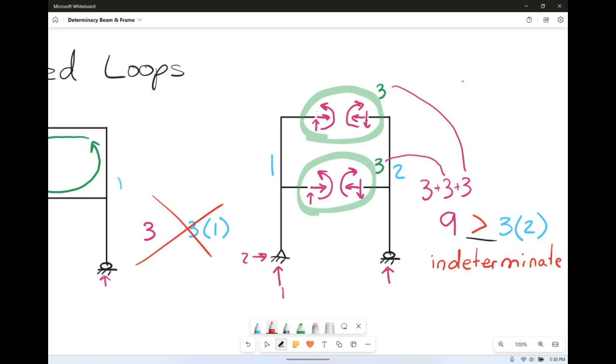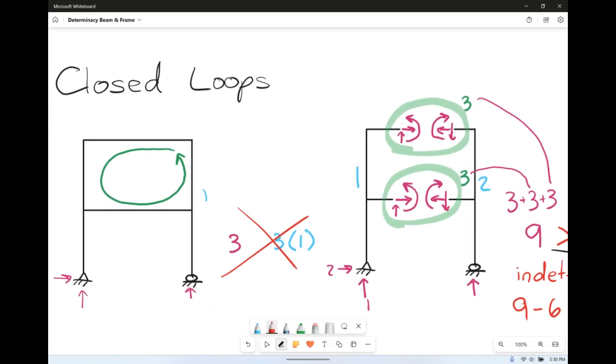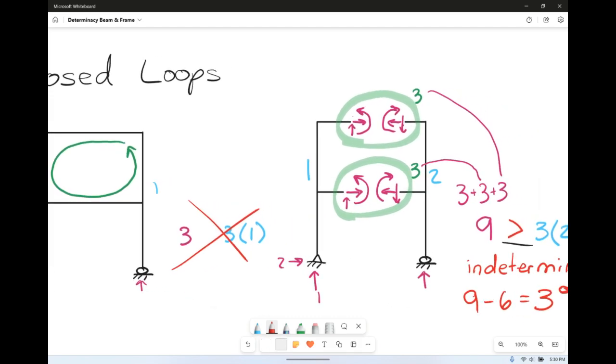And by how many degrees? Well, it's 9 minus 3 times 2, which is 6. It's 3 degrees. 3 degrees of indeterminacy. So whereas it looked pretty fine to begin with, it's not actually fine. And this is really only something that applies to these closed loops.